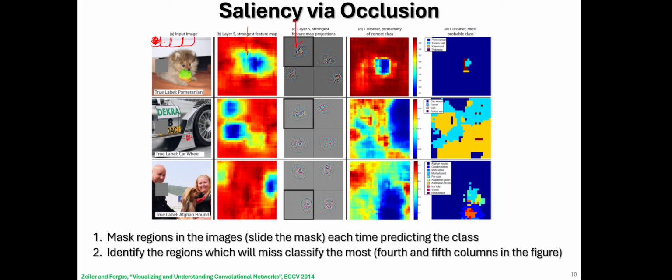So what it shows is that if I mask this region, then the image is misclassified. It's not going to classify it as its true label, Pomeranian. Similarly, this is blue. If I mask the wheel, it is not going to predict car wheel, which is expected. And here also, this is the breed known as Afghan hound. If I mask this, it's going to give me a false prediction.